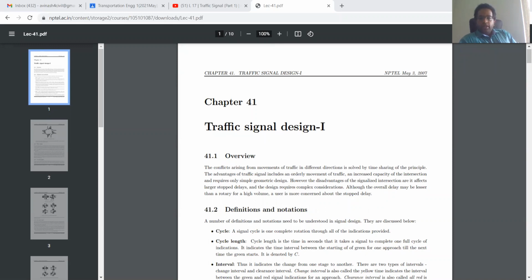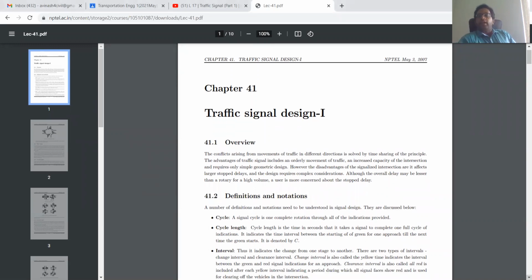So you know that in a traffic signal, the vehicles will be moving in different directions. So what are the problems that are arising due to the vehicular movement in different directions? These problems can be overcome by application of a principle known as the time sharing principle. So the time sharing principle is very much important for solving the problems arising due to traffic movement.